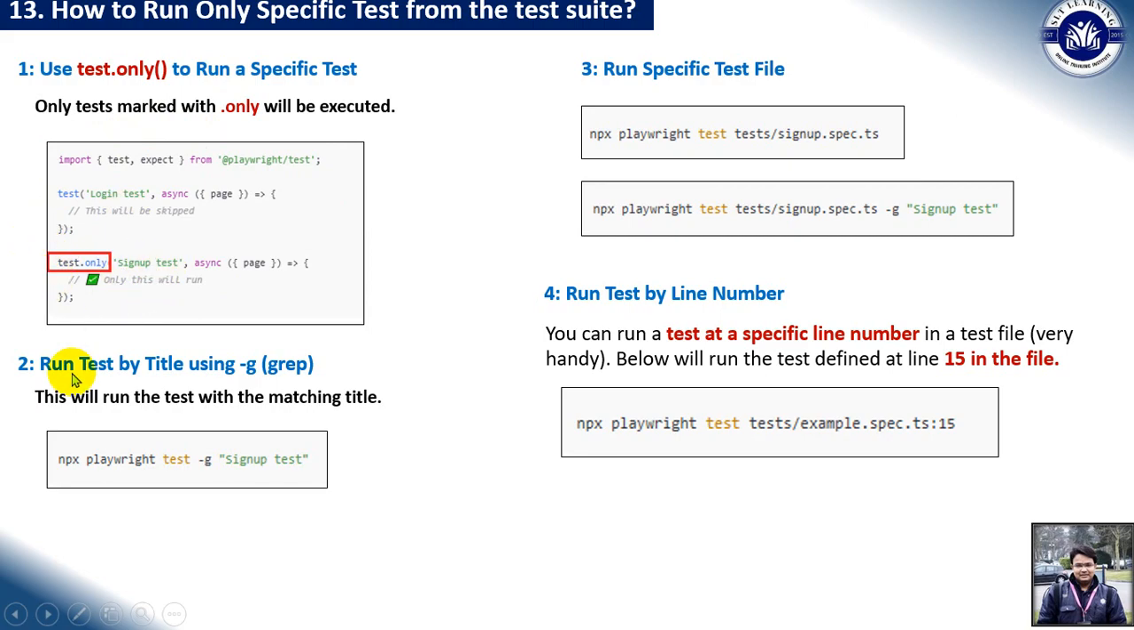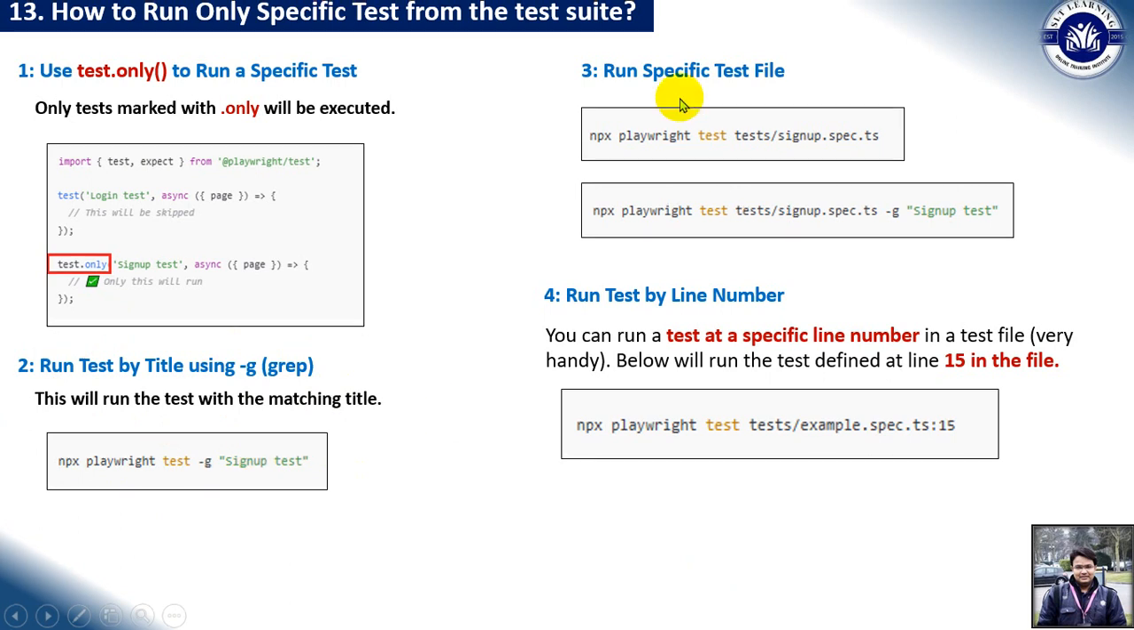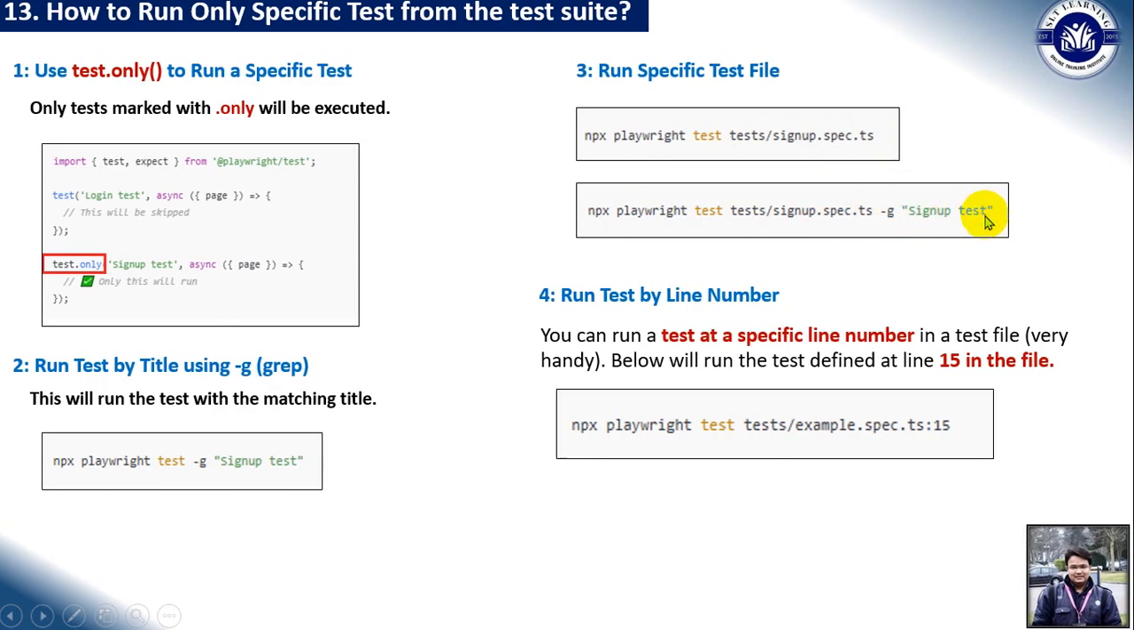Okay, then we have another option where we can run the test cases by title. You can use this flag, -g sign up, where sign up is the title of the test, and it will find the matching test case title and execute it. Okay, then run a specific test file, which we have already seen, but this is how you can do it: npx playwright test, then the folder name and the file name. The same way, folder name and file name, you can also include it with the title.